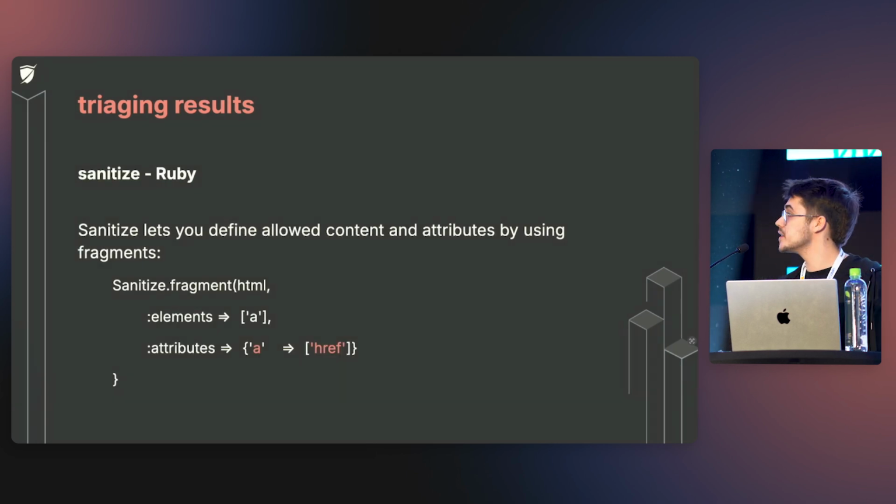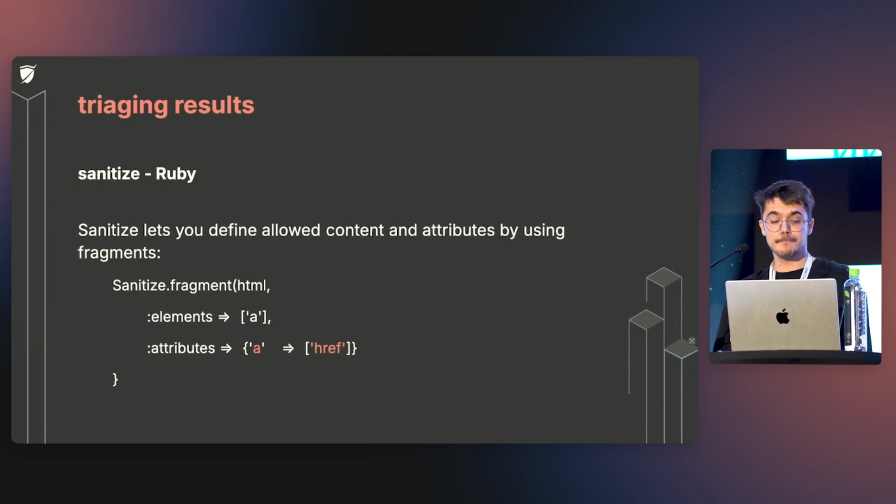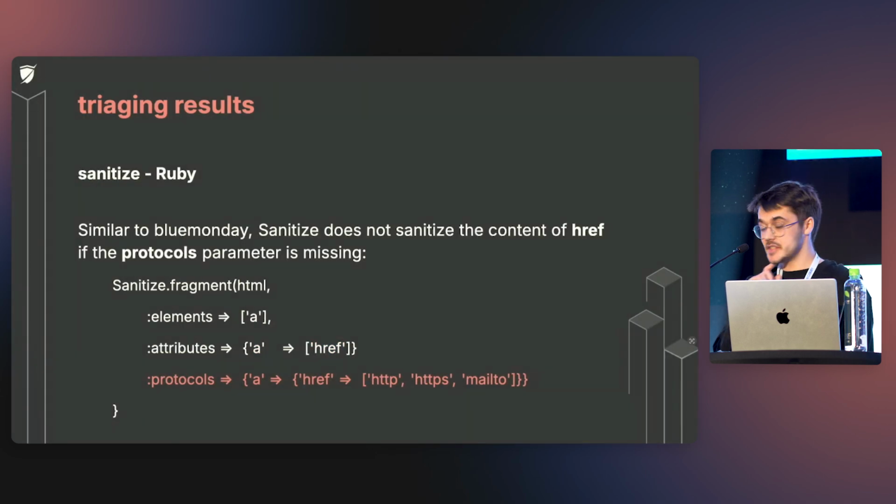The third library is Sanitize, which is written in Ruby. Sanitize lets you define allowed content and tags by using fragments. You can just specify 2 parameters inside the fragment, like elements and attributes. And there you can go with your allowed tags and attributes. Similar to bluemonday, Sanitize doesn't correctly sanitize the content of the href if the protocols parameter is missing. So it means you have to manually add this parameter and specify inside it the protocols that you want to use for your href attribute.